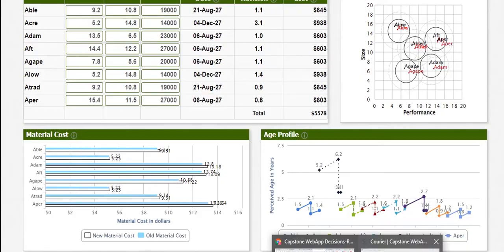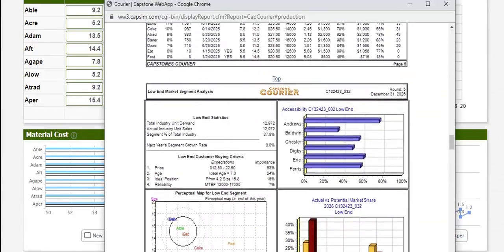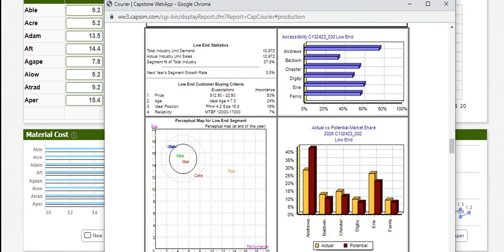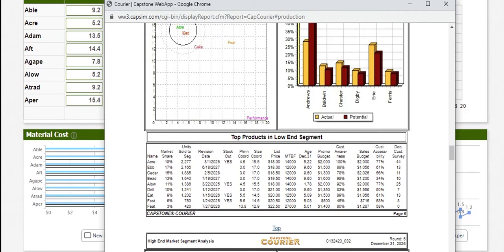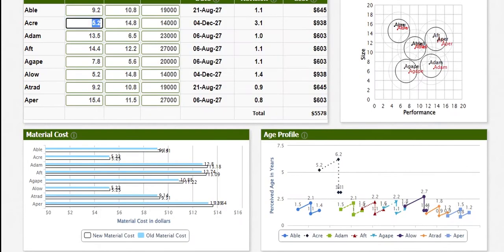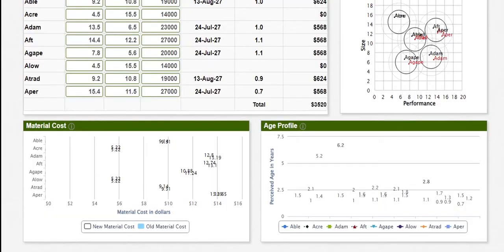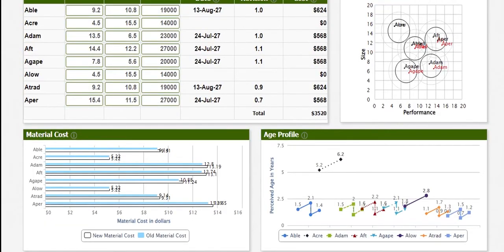For low end, this product, customers are actually looking for something that is old. You can see an age of 7 years, so we do not need to change anything for this one. We can leave it the way it was, 4.5 and 15.5. If we leave it like that, at the end of the year these products will have an age of 6.2, which is close to the ideal age. This means that I will not have trouble making enough sales in the low end market segment.